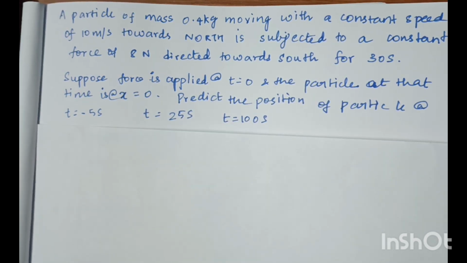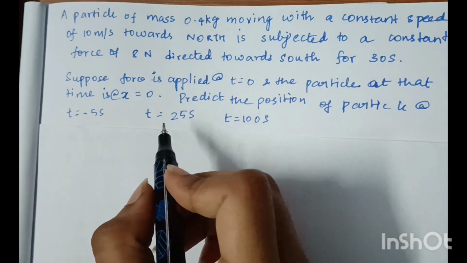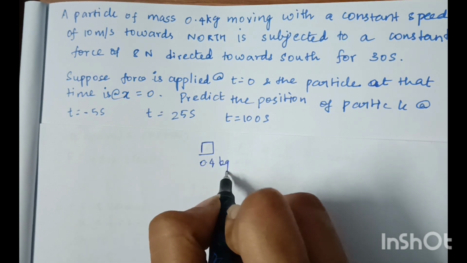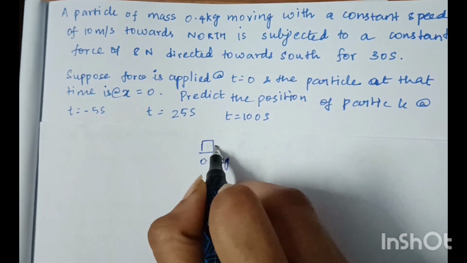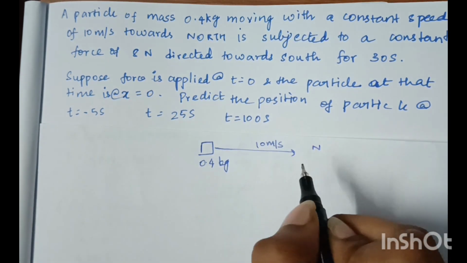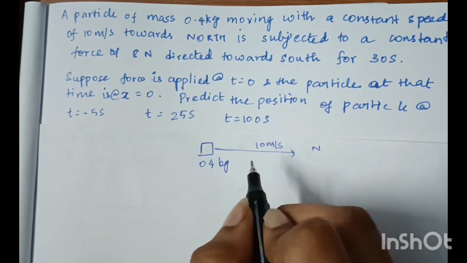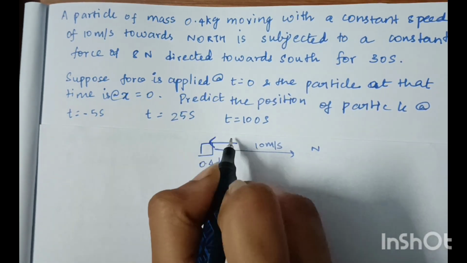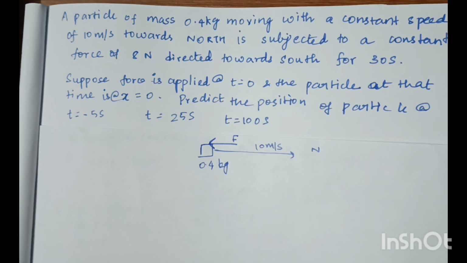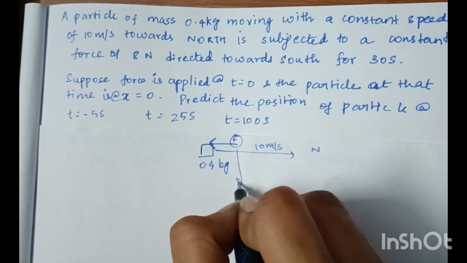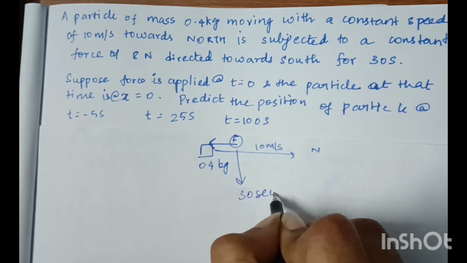So let us try to understand the question. There is a particle of mass 0.4 kg. This is moving with a constant speed of 10 meters per second towards north. Let us consider this is north. Now it is subjected to a constant force of 8 newtons directed towards south. So in this direction the force is applied. That force is applied for 30 seconds.